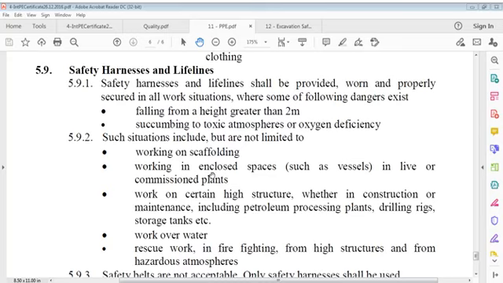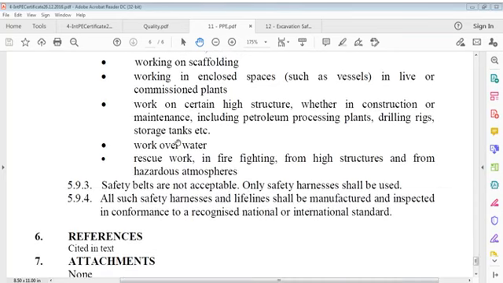Safety harness and lifelines shall be provided, worn and properly secured in all work situations where some of the following dangers exist: falling from a height greater than 2 meters, succumbing to toxic atmospheres or oxygen deficiency. Such situations include but are not limited to working on scaffolding, working in enclosed spaces such as vessels, in live or commissioned plants, work on certain high structures, whether in construction or maintenance, including petroleum processing plants, drilling rigs, storage tanks, work over water, rescue work in firefighting from high structures and from hazardous atmospheres.